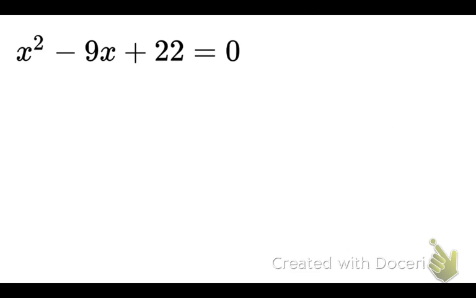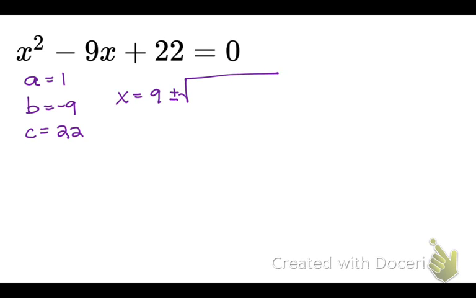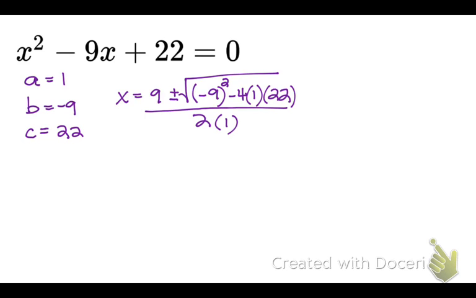So our second example, x squared minus 9x plus 22. So again, we're going to look at a, b, and c. So a is equal to 1, b is equal to negative 9, c is equal to 22. So the opposite of b is going to be positive 9 plus or minus the square root of b squared, negative 9 squared, minus 4 times 1 times 22, divided by 2 times 1.